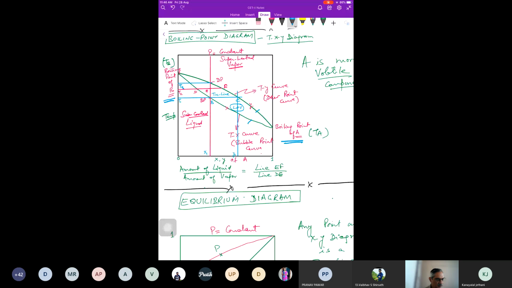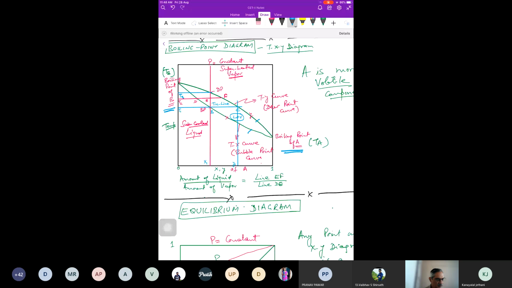Okay. So if you take this upper curve, this is the Ty curve, temperature versus mole fraction in the vapor phase, and this is also called the dew point curve. And the lower one is called the Tx curve, temperature on the y-axis and mole fraction in the liquid phase on the x-axis. And this is also called a bubble point curve. What is bubble point?